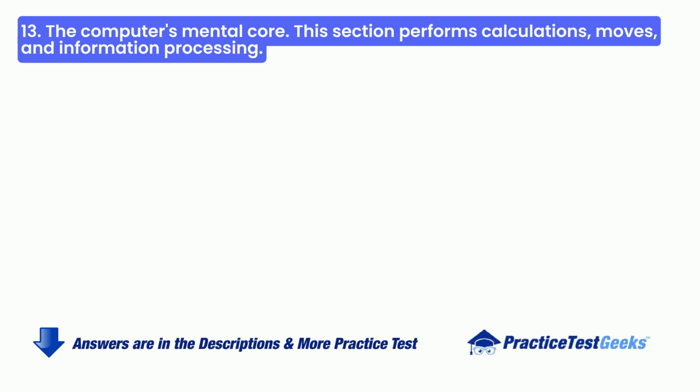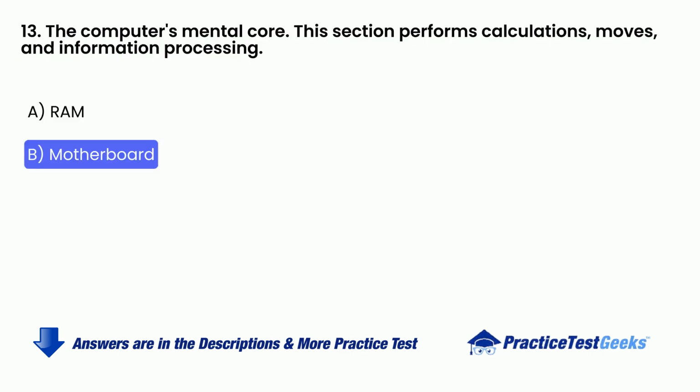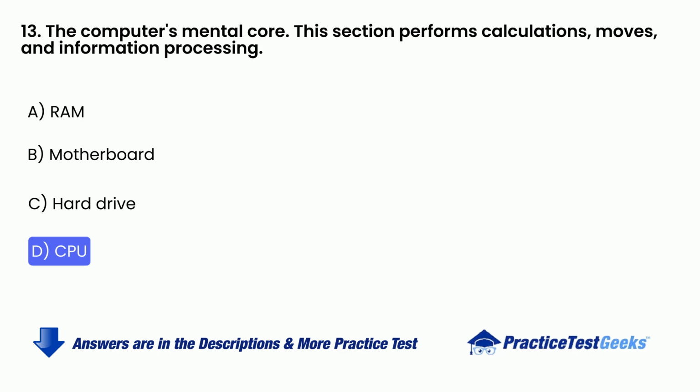The computer's mental core. This section performs calculations, moves, and information processing. A. RAM. B. Motherboard. C. Hard drive. D. CPU.